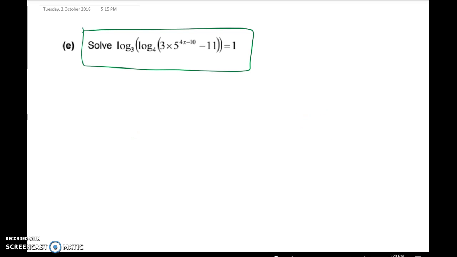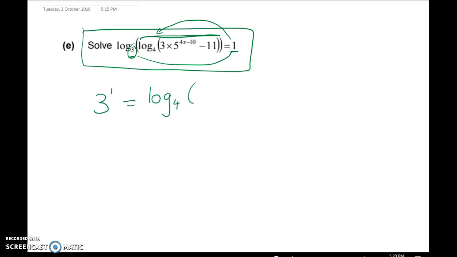So starting from the start, I'm going to start with log to base 3. And I'll rewrite it like this. 3 to the power of 1 is equal to all of that stuff there. So 3 to the power of 1 is equal to log to base 4 of the stuff inside the brackets. Okay, so 3 to the power of 1 is just 3.